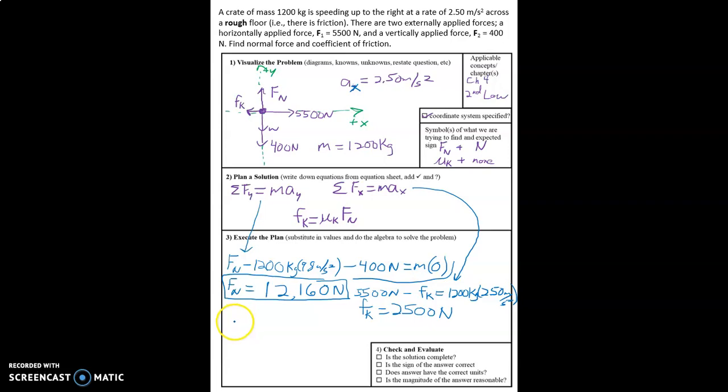Now, that is not what we were asked to find. We were not asked to find the force of friction, but rather the coefficient of friction. And so now we take our final equation here. Let's draw a line here like this. And so we say 2,500 newtons equals mu k times 12,160 newtons. We divide both sides by 12,160. We get 0.206.